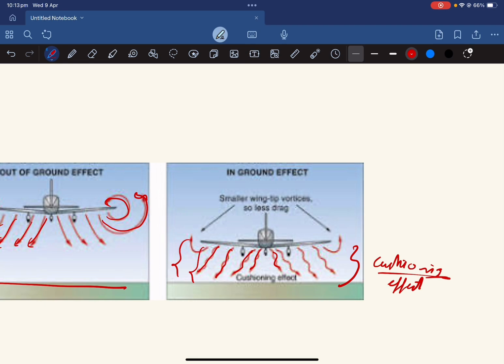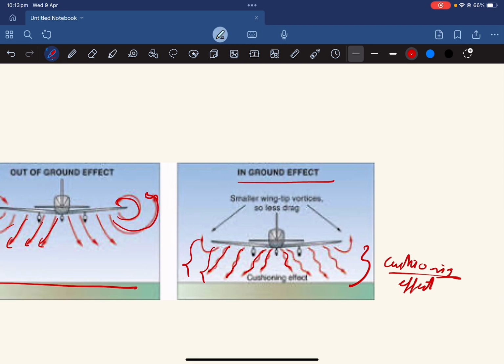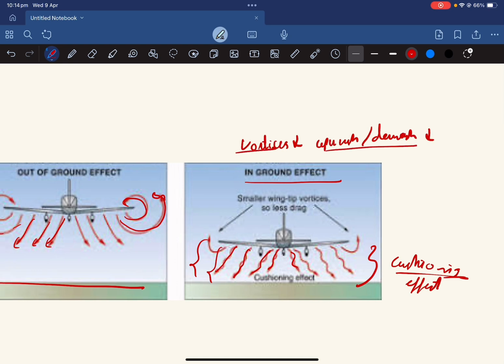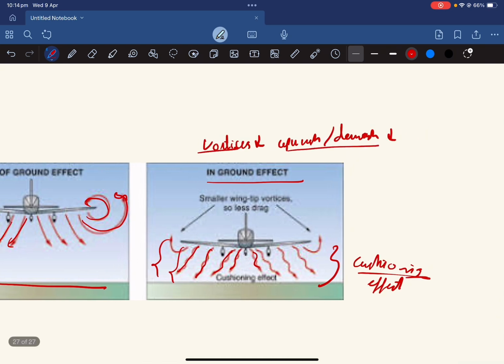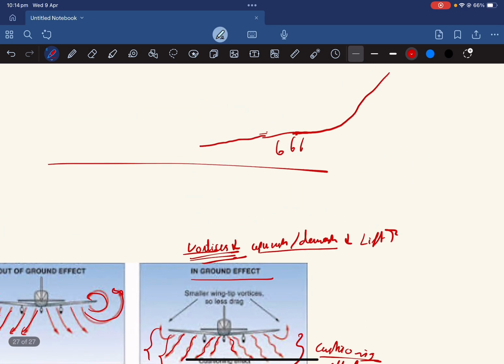So when you are in ground effect, first of all your vortices reduce, right? If your vortices reduce, your upwash and downwash reduce. So your induced drag reduces, and your lift is indirectly increasing. That's why you tend to float a lot when you're close to the runway.